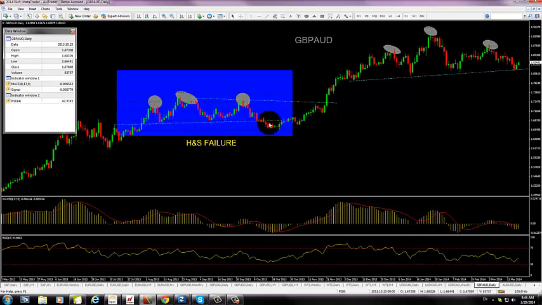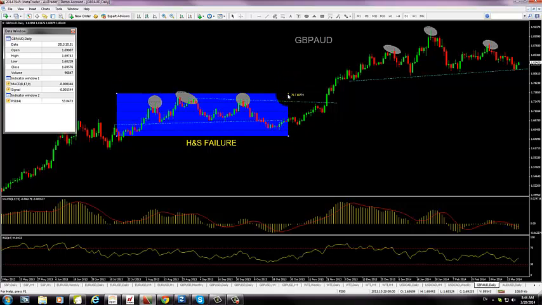Then the market didn't continue down as you could expect with a head and shoulder pattern, but it went up. It went up very, very strongly. And these are head and shoulder failures. Head and shoulder failures are set-ups by themselves, and many times they are stronger than the head and shoulder itself. The problem with failures is that you have to recognize where exactly the failure is occurring.